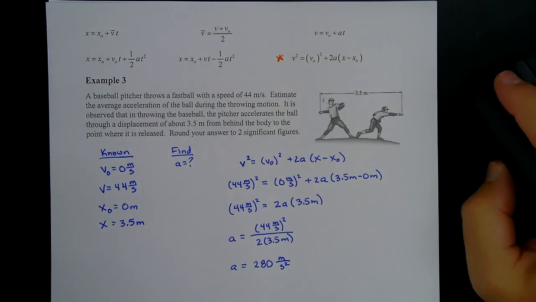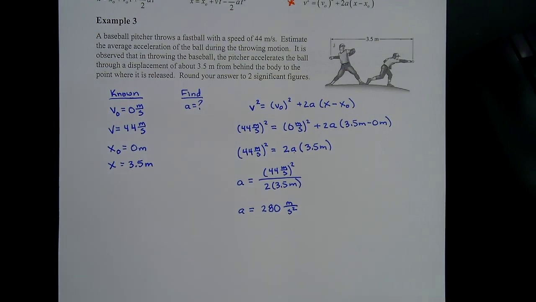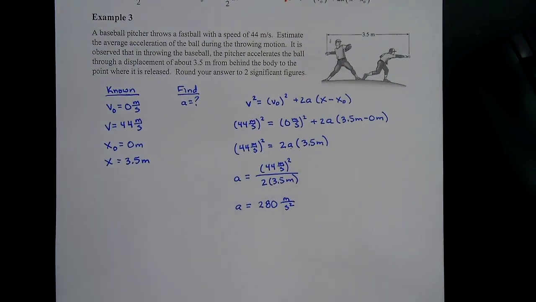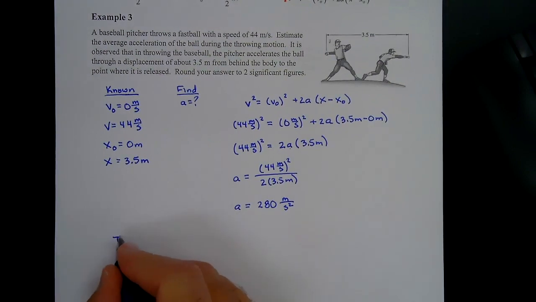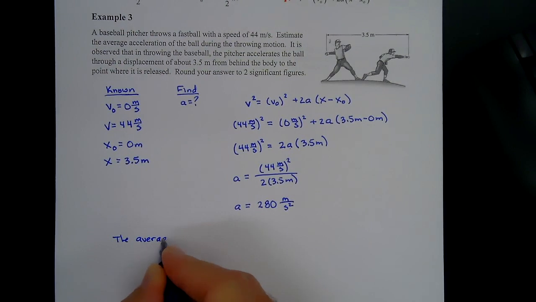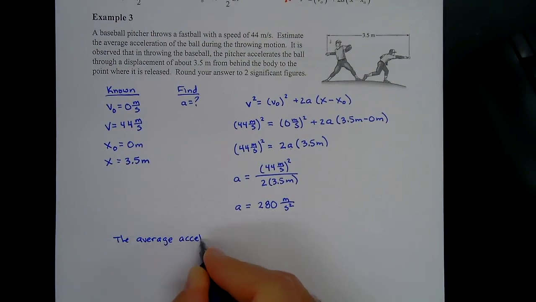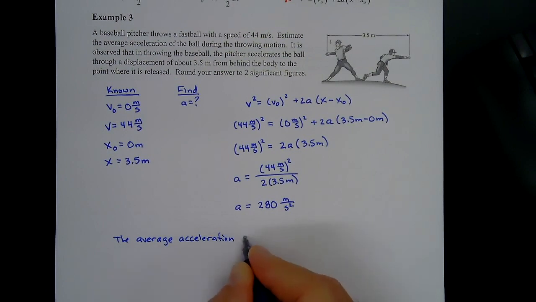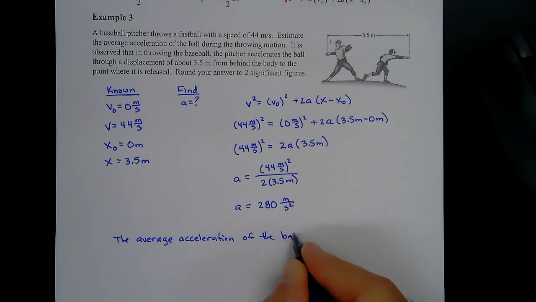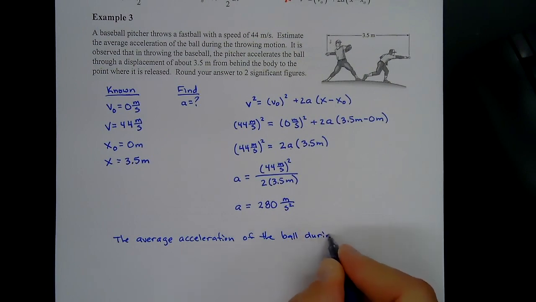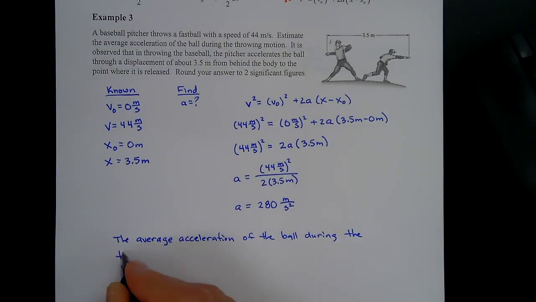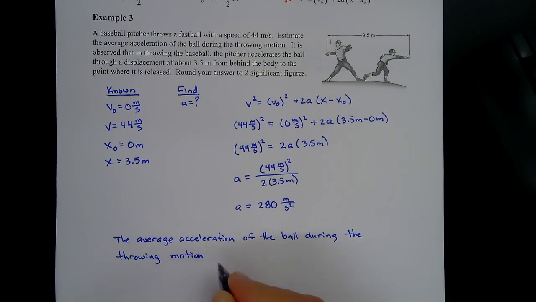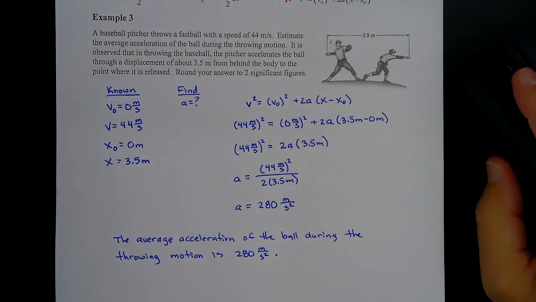All right, guys, let's go to the last problem. And guys, I just realized I didn't make a statement here. What we're trying to find is the average acceleration of the ball. I should have made this statement: the average acceleration of the ball during the throwing motion is 280 meters per second squared. All right, so now we're done. Sorry about that.